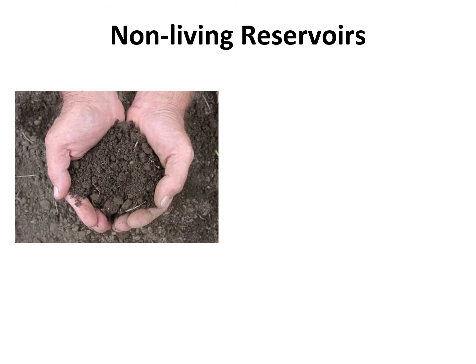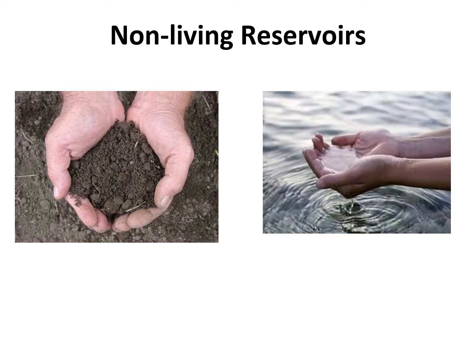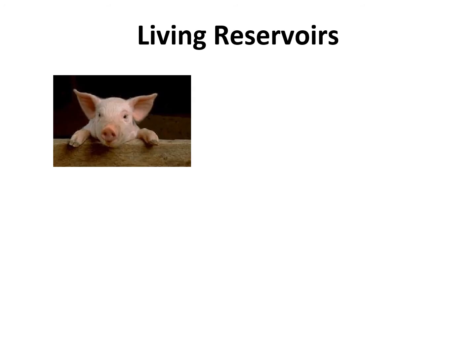The second type of non-living reservoir is water. So any of those microbes that are normally found in the water, most specifically Entamoeba histolytica, which causes that traveler's diarrhea. So non-living reservoirs: soil and water. The second group of reservoirs are the living reservoirs. So these are the animals that can harbor microbes. Pigs are a very common reservoir, as are poultry.